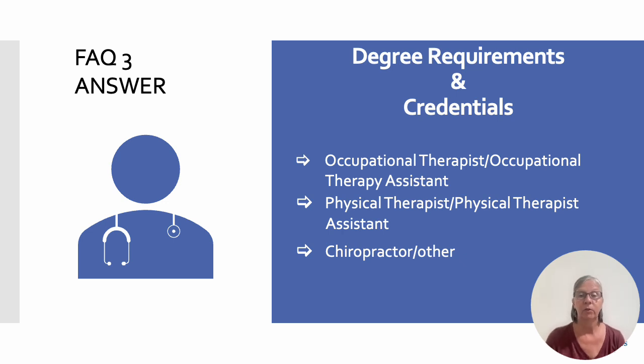So if you're an occupational therapist or an occupational therapy assistant, a physical therapist or a physical therapist assistant, maybe a chiropractor or other type of healthcare provider, part of your degree requirements entail human anatomy and physiology, specific education around the nervous system function, and then various rehab strategies.